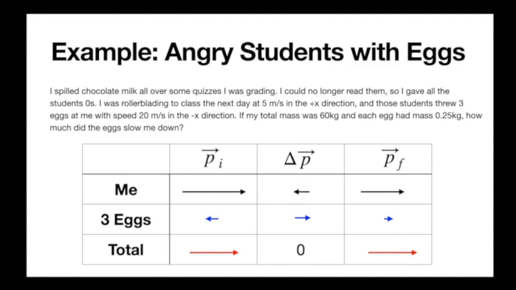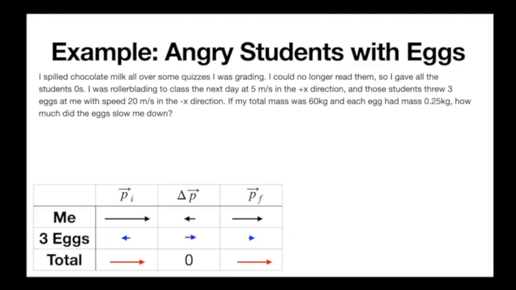Because remember, this collision problem with no external force is just describing an exchange of momentum, and there can be no net. All right, so now let's crunch the numbers.